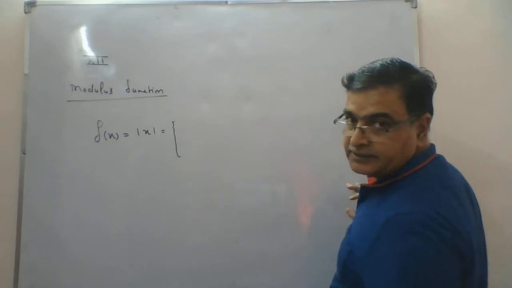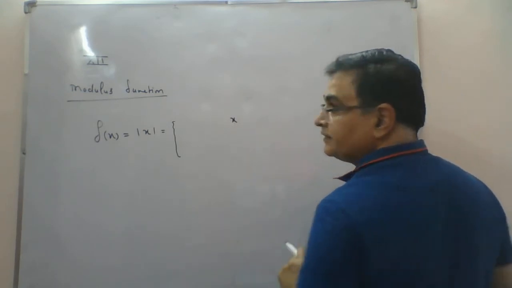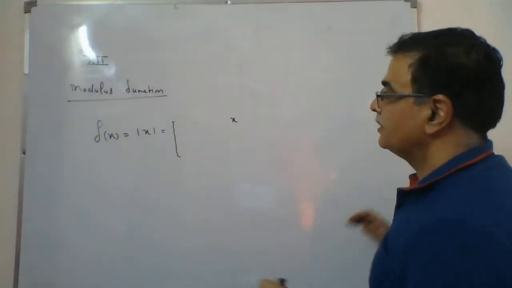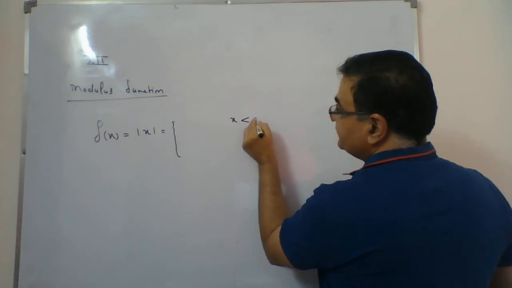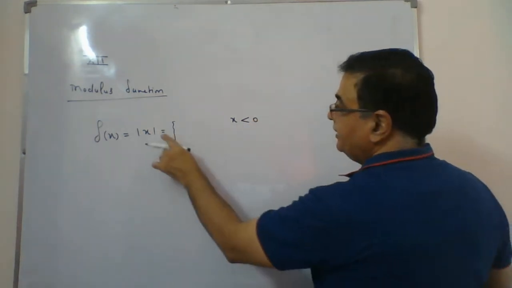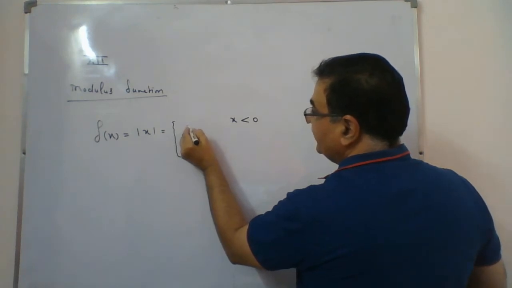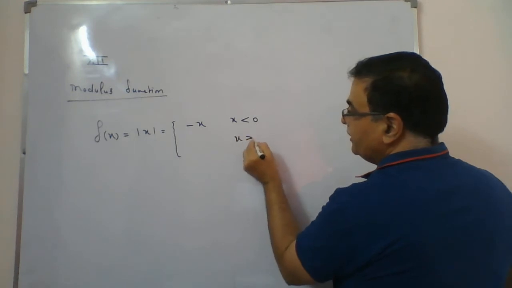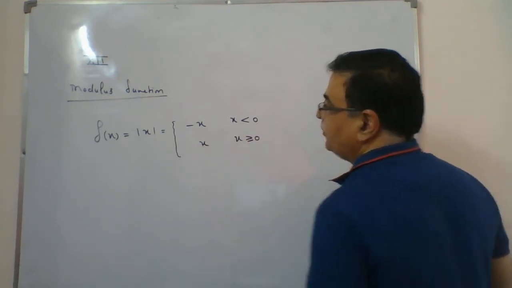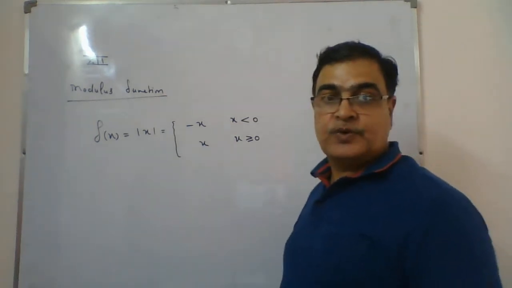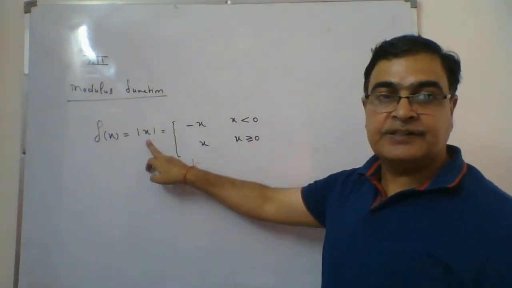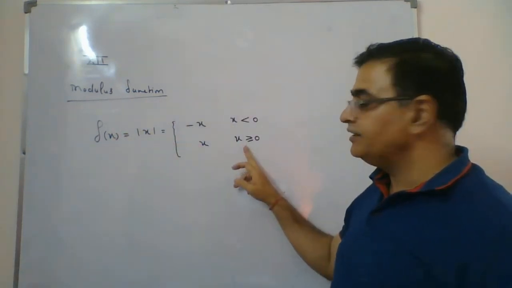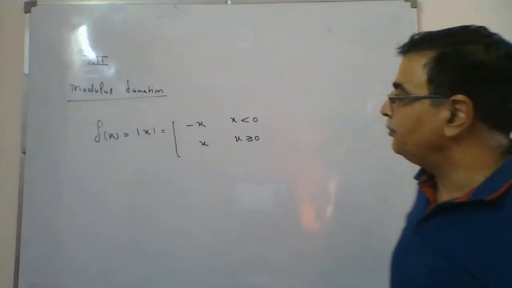So whenever modulus x comes, we should keep in mind: x is less than 0. Whenever x is a negative number, the inside quantity will be negative, so when you open the modulus, it will come as minus x. Second will be x greater than or equal to 0, and your answer comes out to be x. So this is the modulus function we have: whenever the inside quantity is negative, one more minus is placed to get it positive, and if it is greater than 0, then it is simply x.